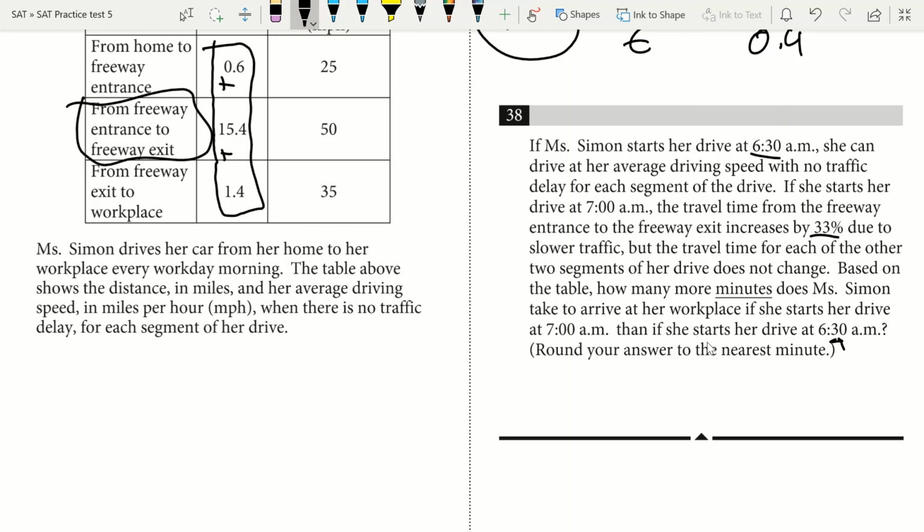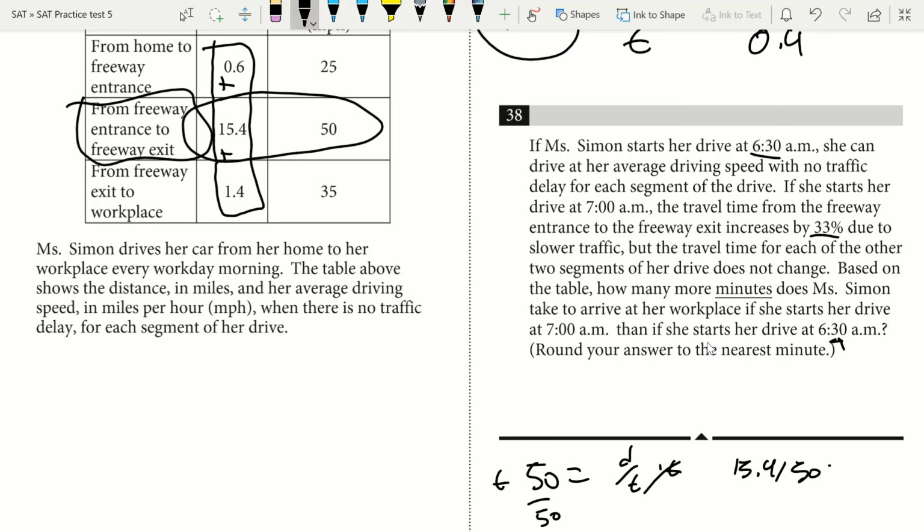All right, so we need the difference. Our difference is only going to be the amount of time she spends in minutes on her freeway segment times 0.33 because it's that 33%. So what I do is I take that 15.4, I divide it by 50, right? Because my speed is 50. I know speed is equal to distance over time. I need to solve for time, so I multiply each side by t, and then I divide by 50. So I get my distance 15.4 over 50 gives me t. So when I do that, I get 0.308 hours.